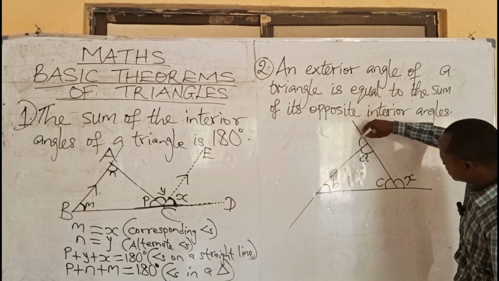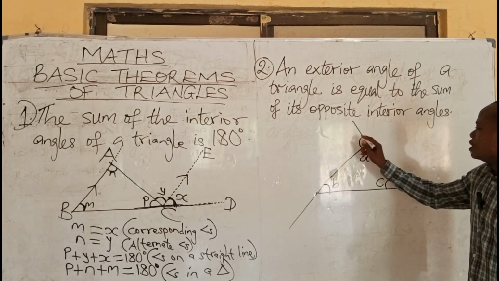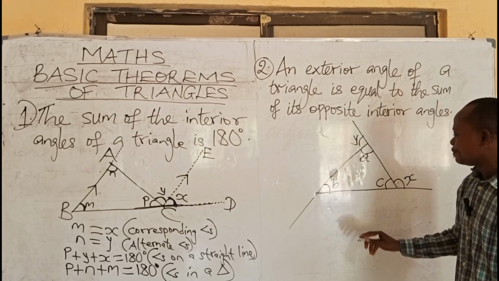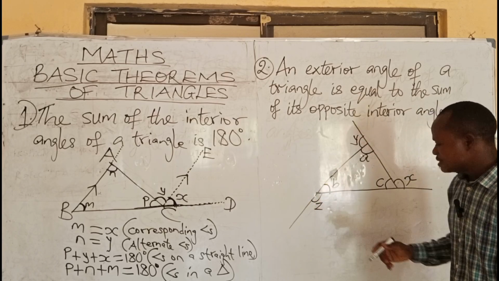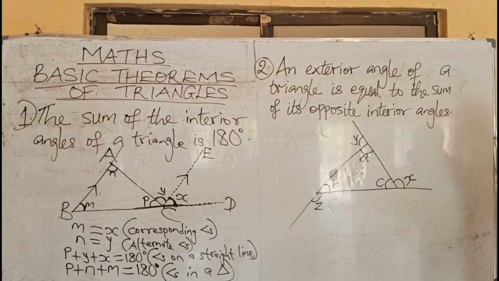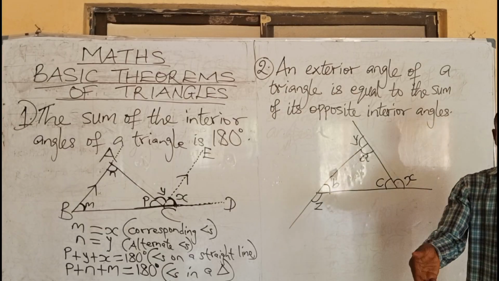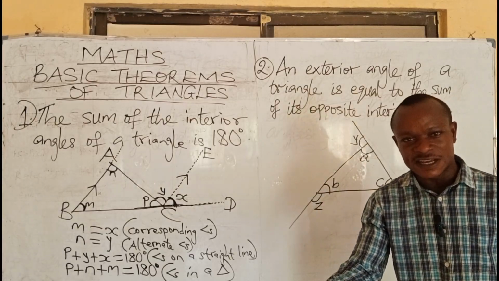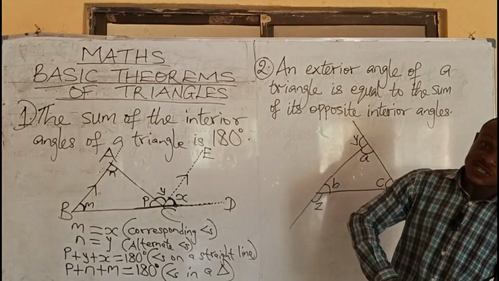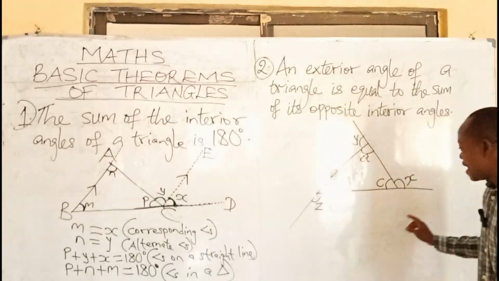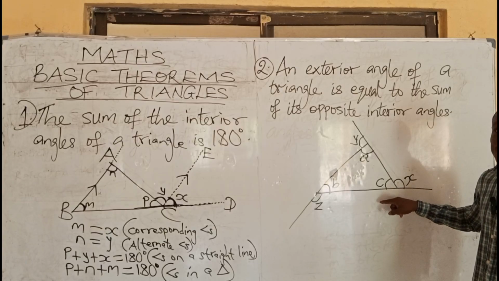This is also an exterior angle. I will label it as Y. This is also an exterior angle. I will label it as Z. Now, remember the word exterior means outside. So when we talk about exterior angles of a triangle, we are talking about the angles that are outside the triangle, but they are adjacent to the interior angles.